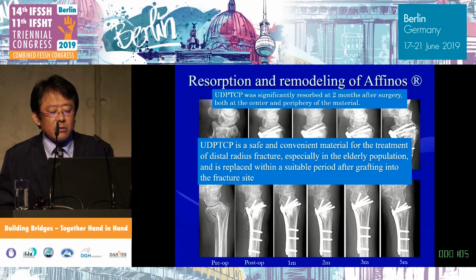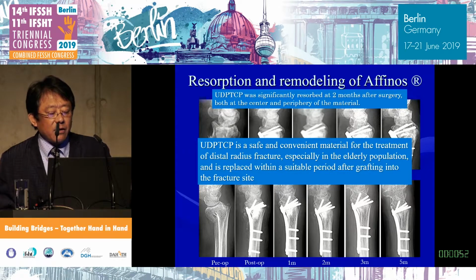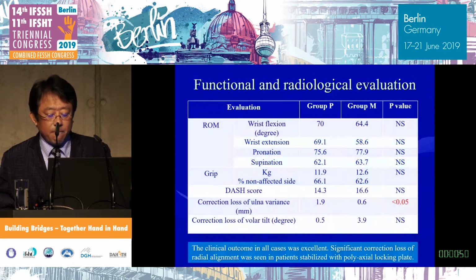So I think the UDP TCP is a safe and convenient material for the treatment of distal radius fractures, especially in the elderly population, and it is replaced within a suitable time after the grafting into the fracture sites.